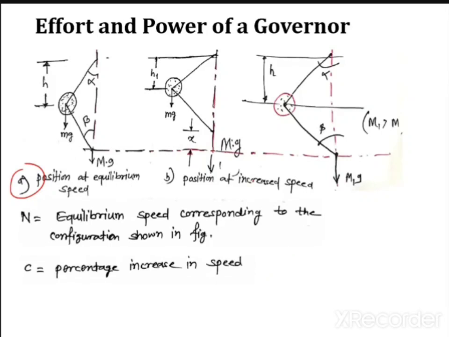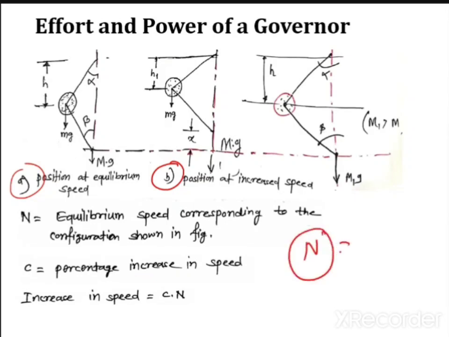What is c? Let us say in case of figure B, the speed has increased. So c is equal to the percentage increase in the speed. If c is the percentage increase in the speed, what will be the total increase in the speed? Original speed is equal to n. What is n? n is equal to the original speed. What is c? Percentage increase in the speed. So what will be the total increase in the speed at the position B?